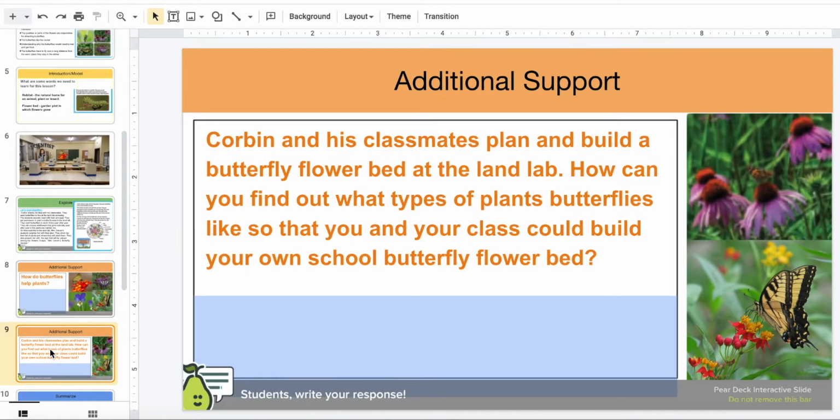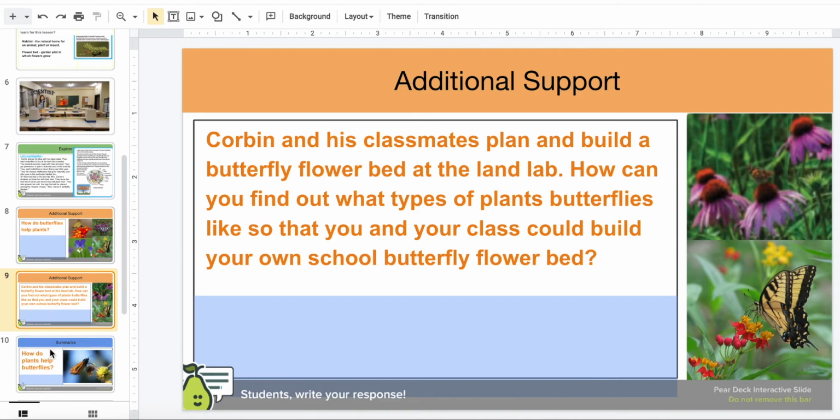Corbin and his classmates plan and build a butterfly flower bed at the Land Lab. How can you find out what types of plants butterflies like so that you and your class can build your own school butterfly flower bed? Think, think, think, Science Explorers.